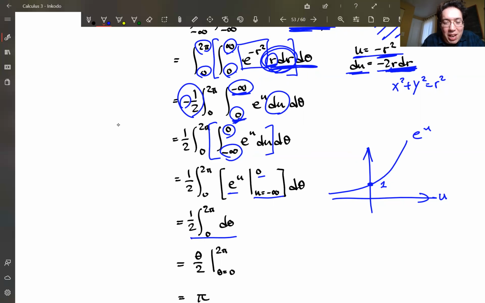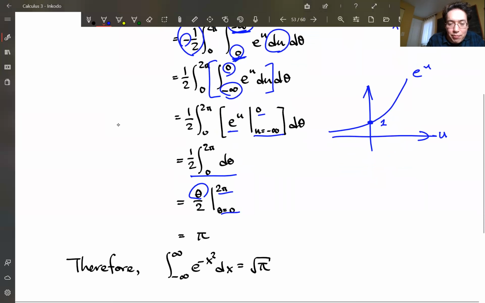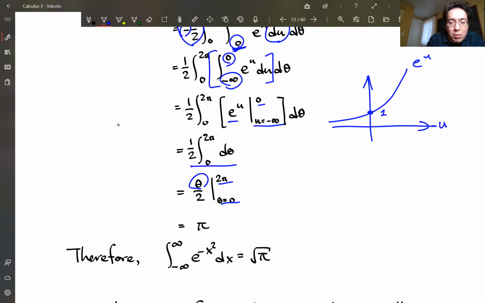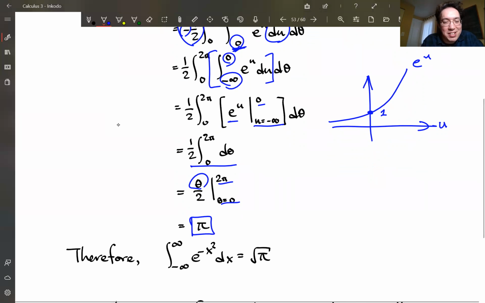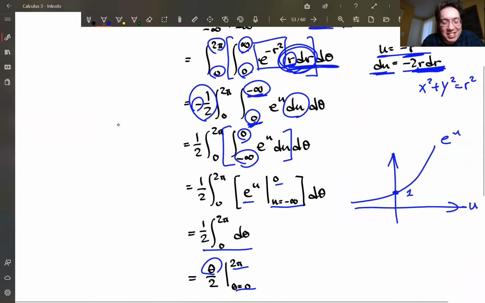So that's what we have now. And the antiderivative of 1 with respect to theta is just theta. So 1 turns into just theta, and theta is changing from 0 to 2 pi. So we have 2 pi over 2, or just pi. Such a beautiful answer to a really cool trick.